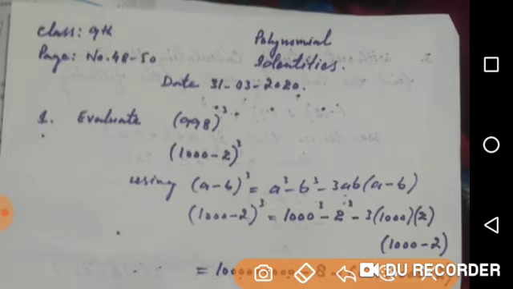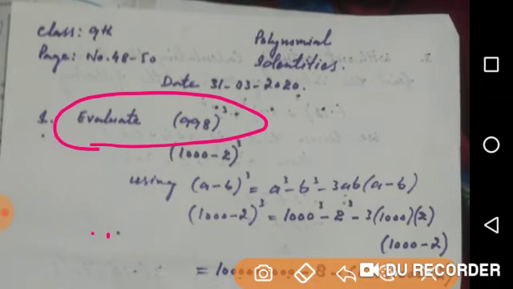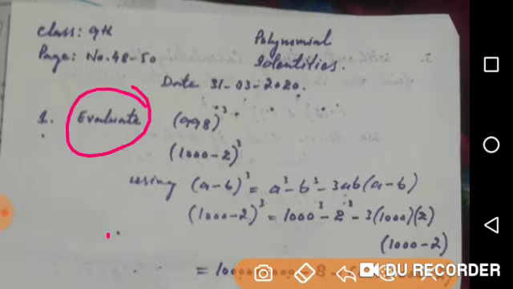And our topic today is identities. We will try to apply these identities in certain questions that will give you an idea how to apply these identities in various types of questions. The first question which I have given here is 998 raised power 3, and the question says evaluate. So we have to evaluate this.